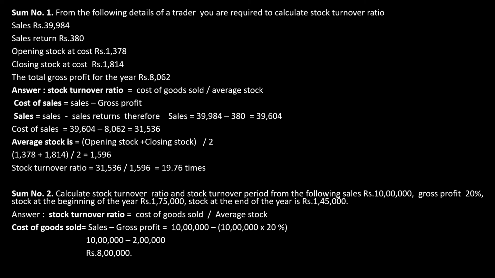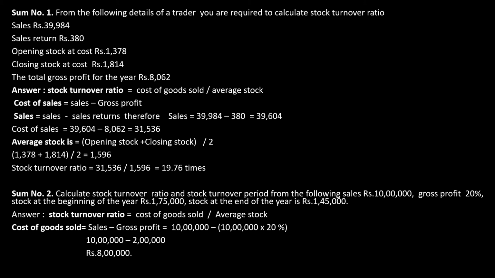From the following details of a trader, you are required to calculate stock turnover ratio. You already know what data is given here: sales, return, opening stock, purchases, gross profit. Now we'll do the answer. The formula for stock turnover ratio will be cost of goods sold by average stock. Then how will you find cost of goods sold and average stock? That is given here. So cost of goods sold is sales minus GP.